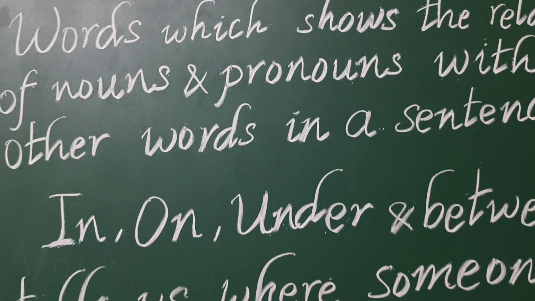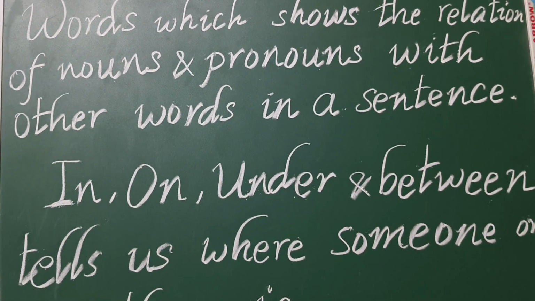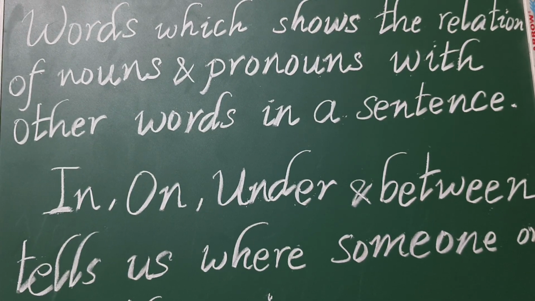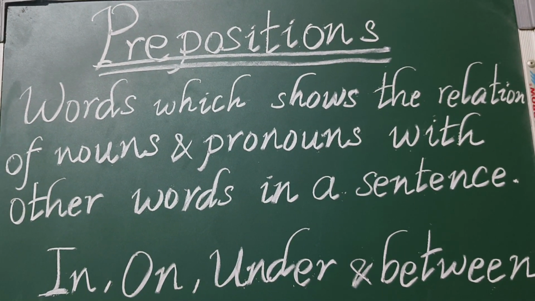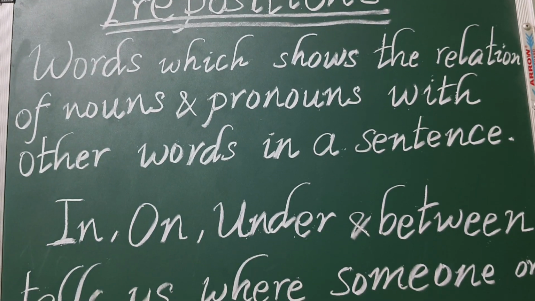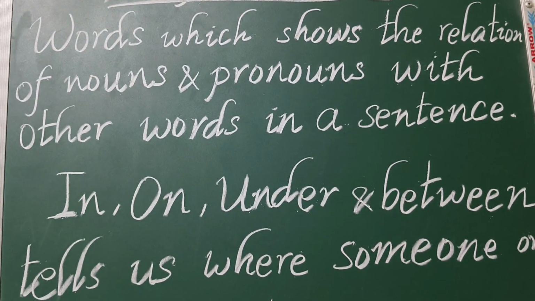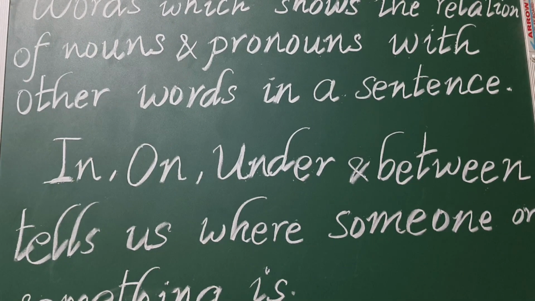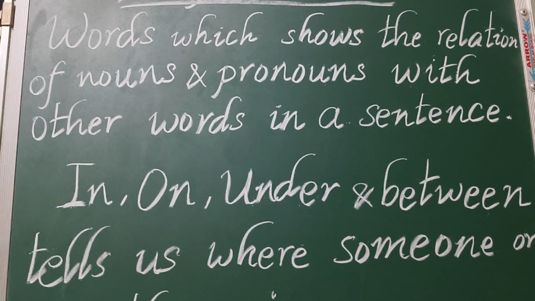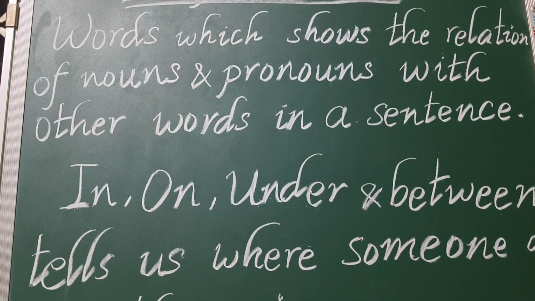Prepositions are words which show the relation of nouns and pronouns with other words in a sentence. For example, in, on, under and between. These are some words which tell us where someone or something is. So, for instance, we have the cat is behind the house.